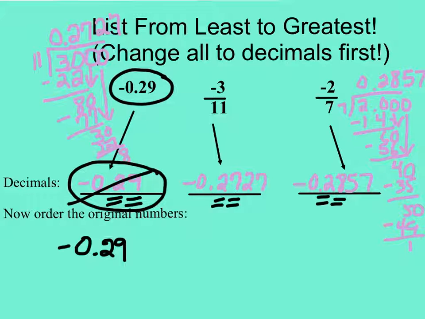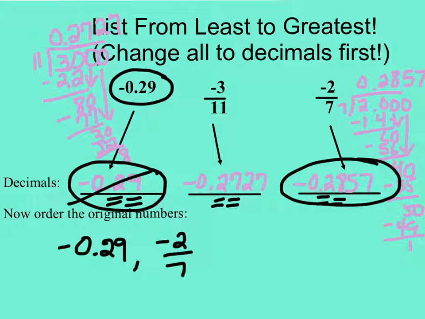Now for the other two, -7 and -8, which is the next smallest? -8 is. So the next one we're going to list is -2/7. And then lastly, -3/11 is the largest.